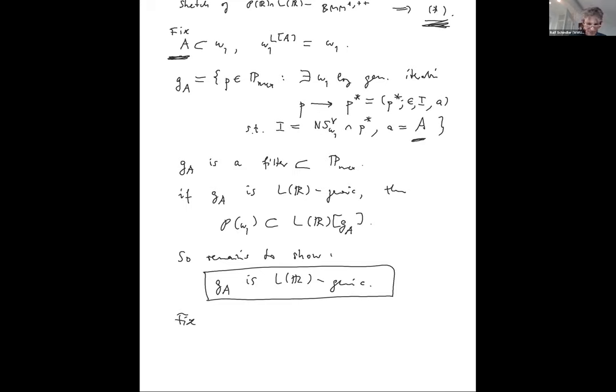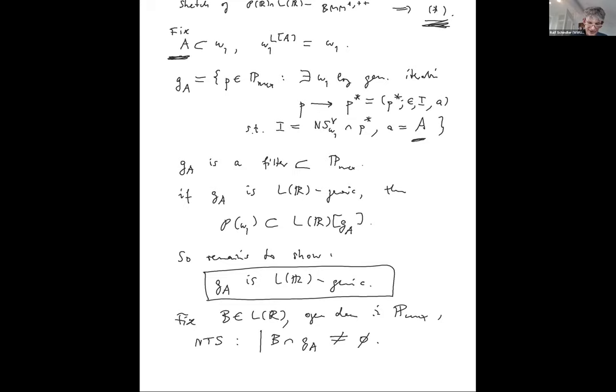So fix, how do I want to call it, a B in L of R, open dense in Pmax, and we need to see that B intersect G sub A is not empty.